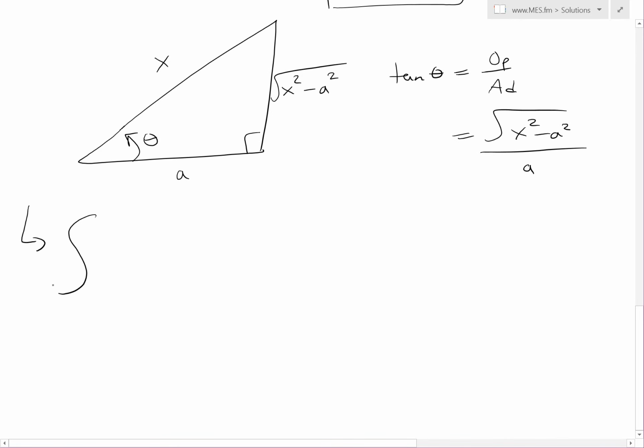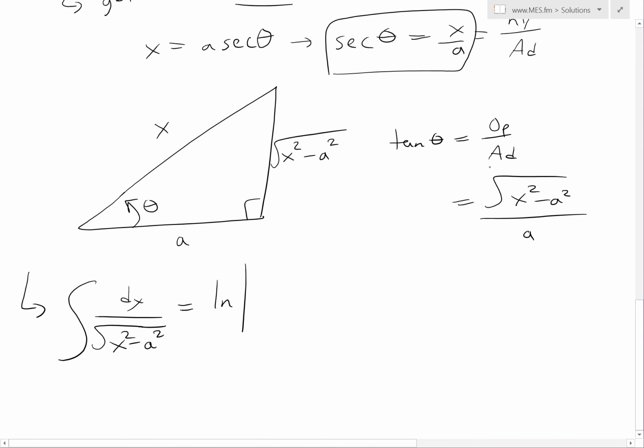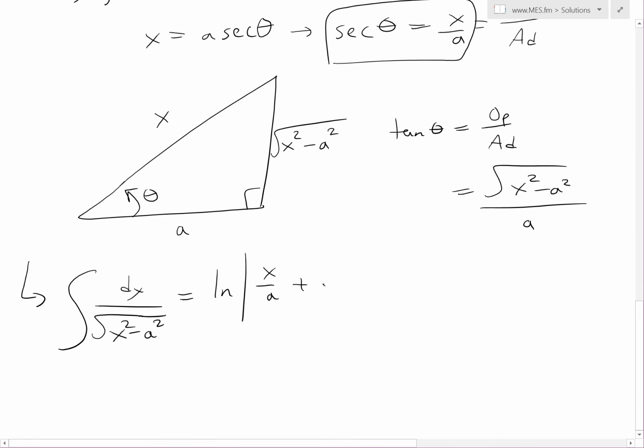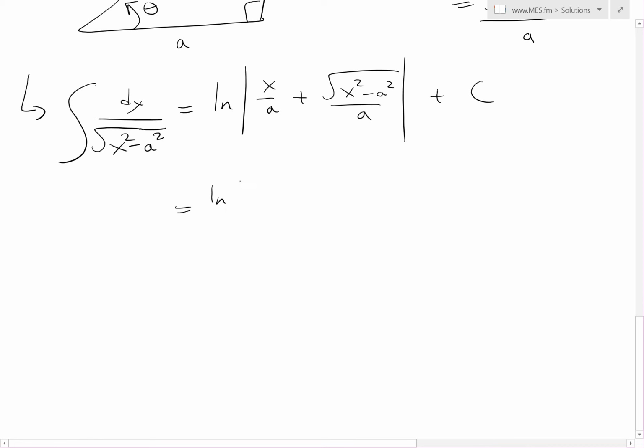So what we get now is the integral of dx over square root of x squared minus a squared is equal to ln, and now when you plug this in, secant theta equals x over a, and now we add tan theta, which is square root of x squared minus a squared over a. All this is an absolute value, plus c. So now this has a common denominator, so we could factor that out. So what we get is ln of x plus square root of x squared minus a squared, all divided by a.